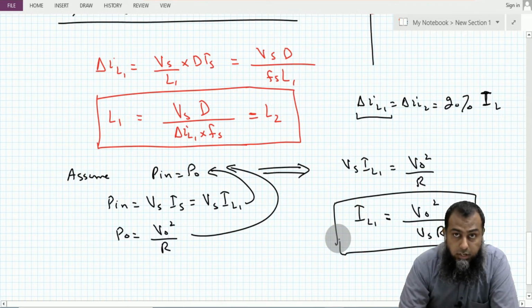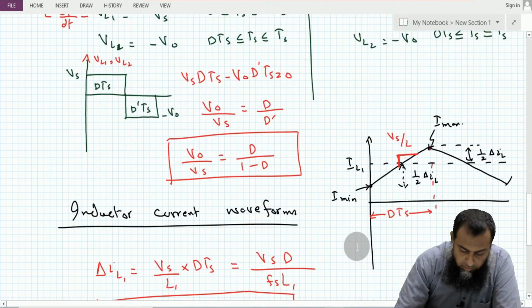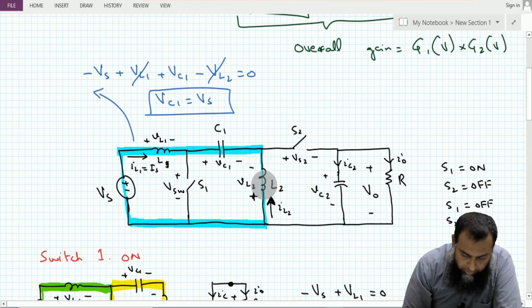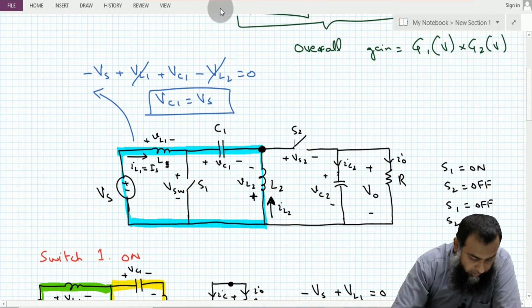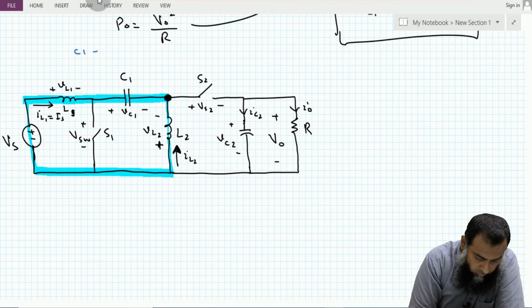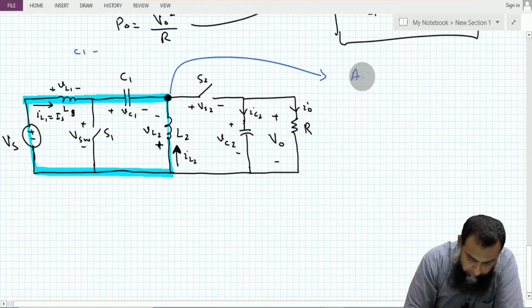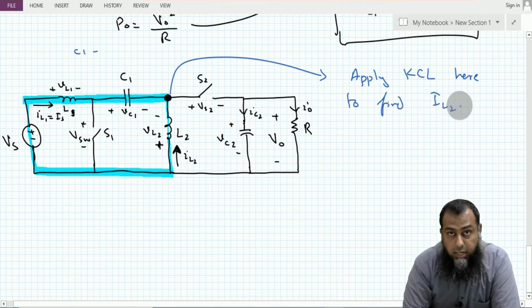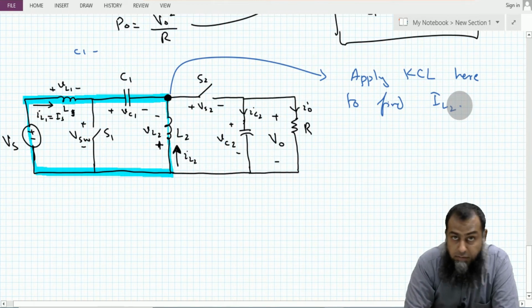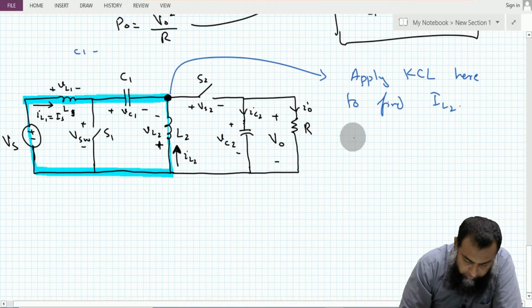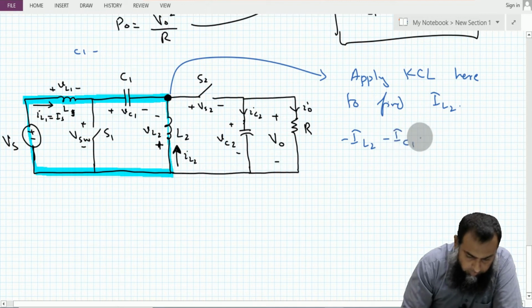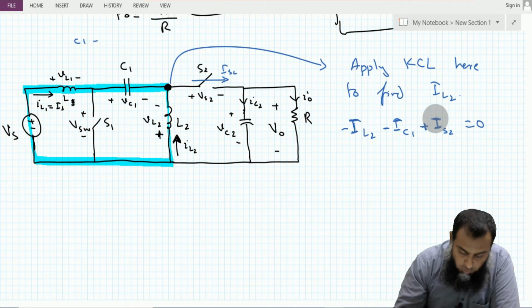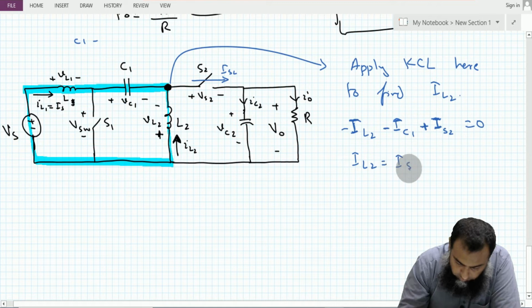To find the average current flowing through the inductance L2, we will apply KCL at the node where C1, L2 and S2 are common. So we apply KCL here to find IL2. For this KCL, the current entering a node is assigned a negative value and the current leaving the node is assigned a positive value. Based on this convention, IL2 minus IC1 plus IS2 is equal to 0. So this IL2 becomes equal to IS2 minus IC1.